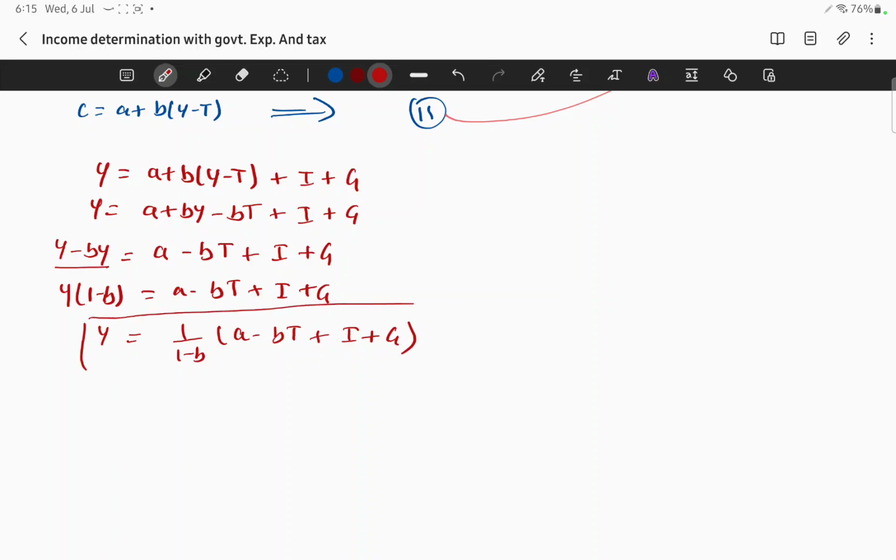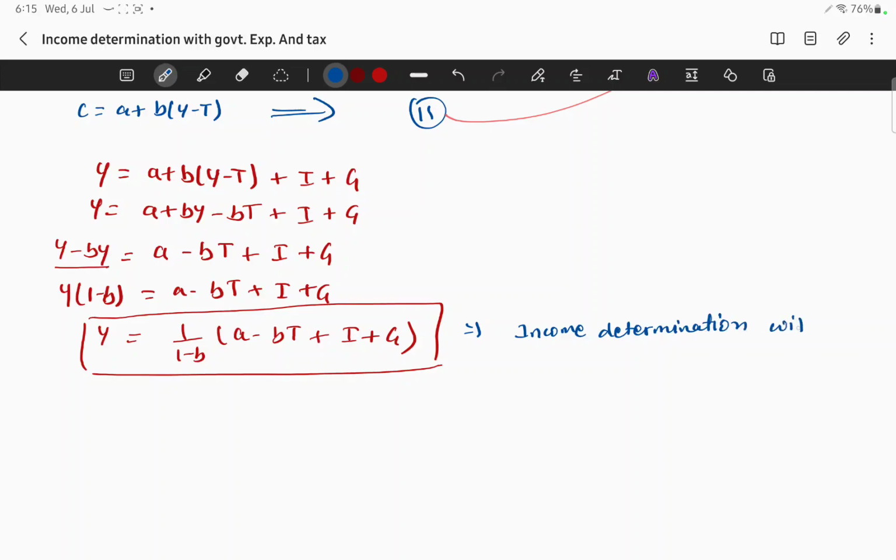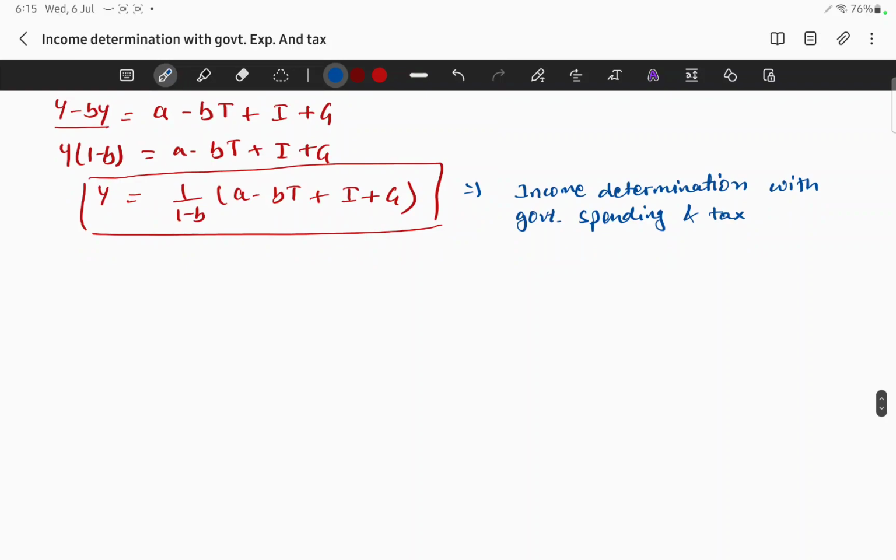So this is income determination with government spending and tax. If we know the values of the constants, that is government spending, investment and taxes, we can find out the equilibrium level of the national income using this equation, right?